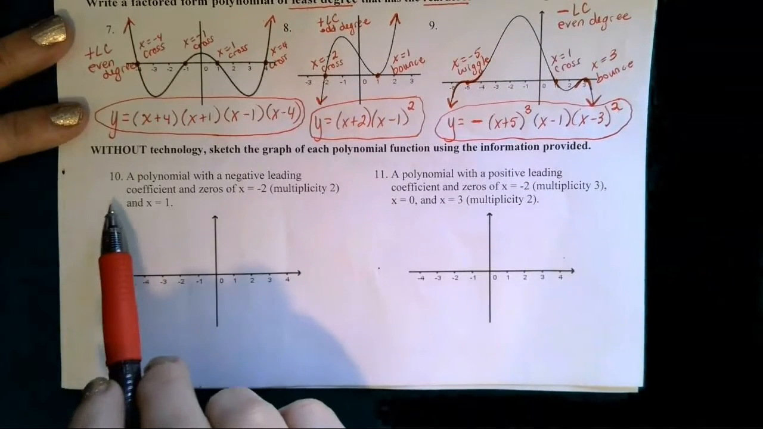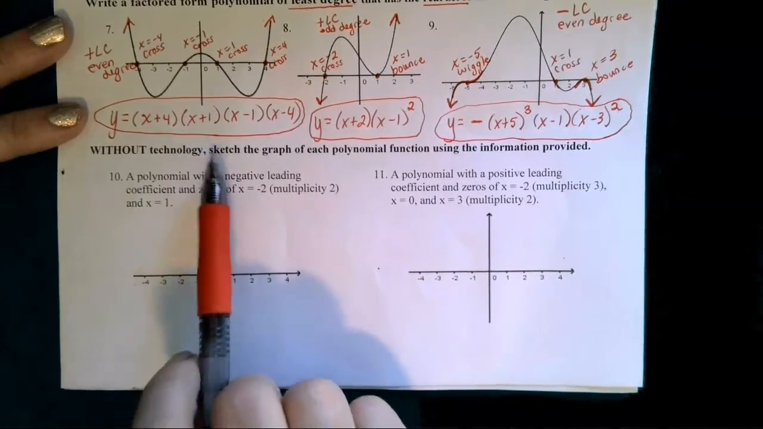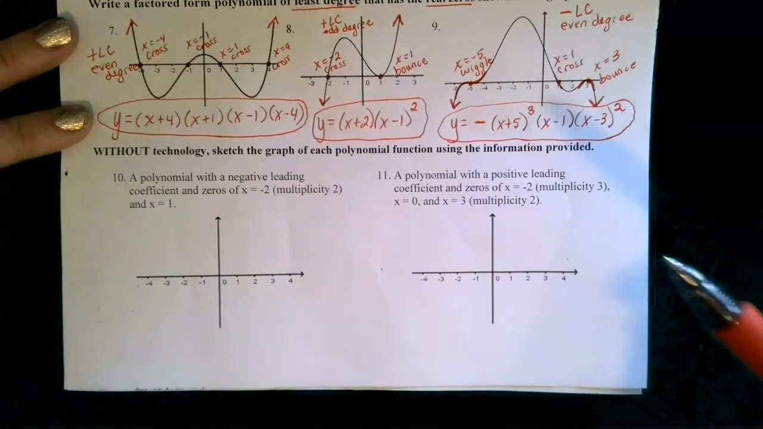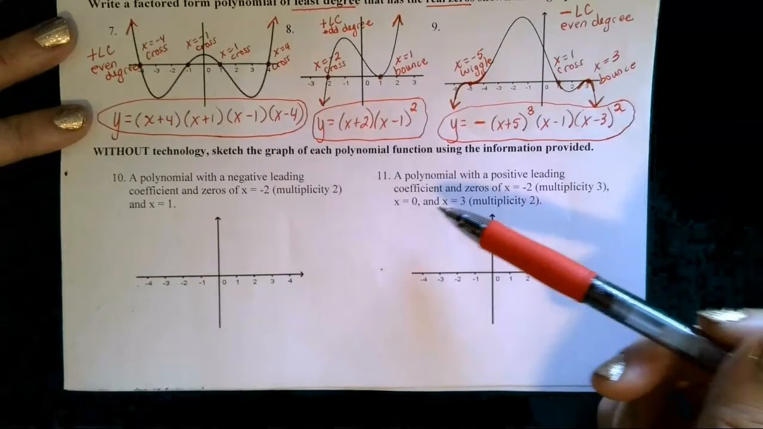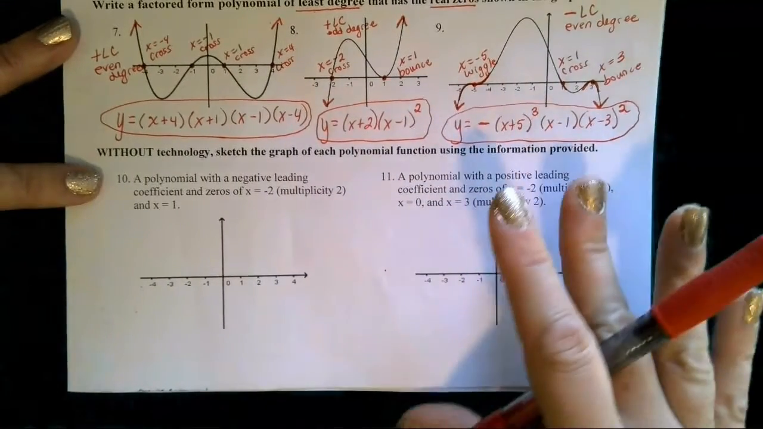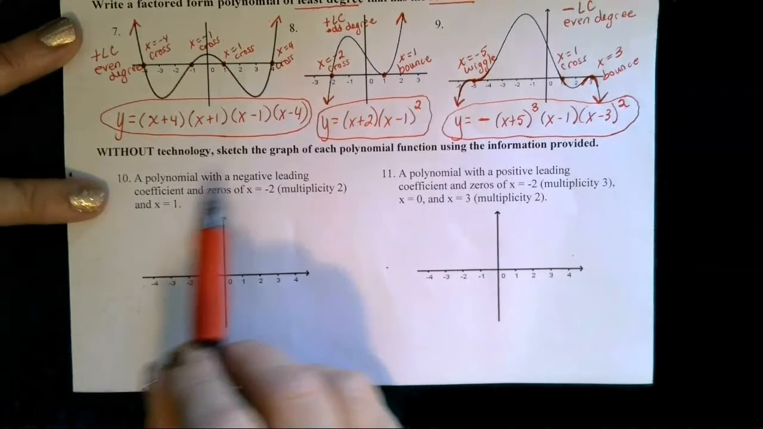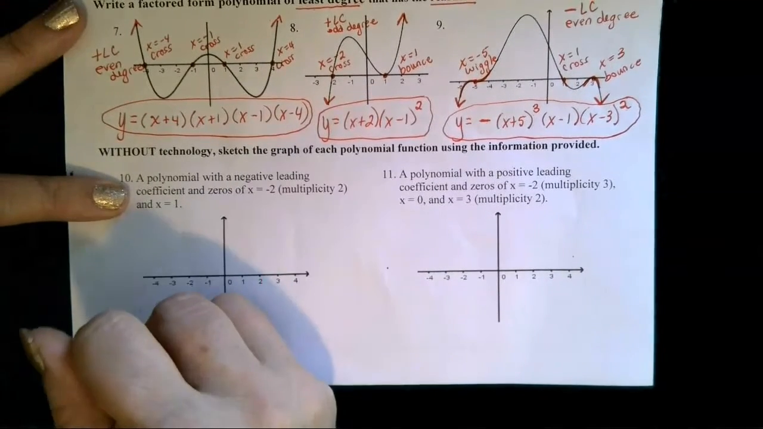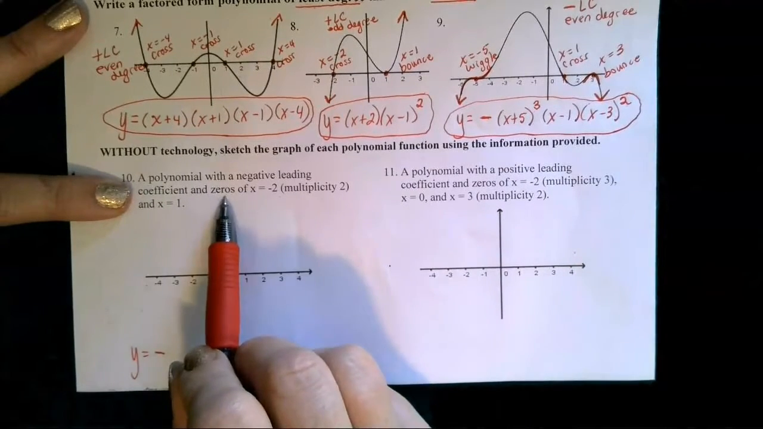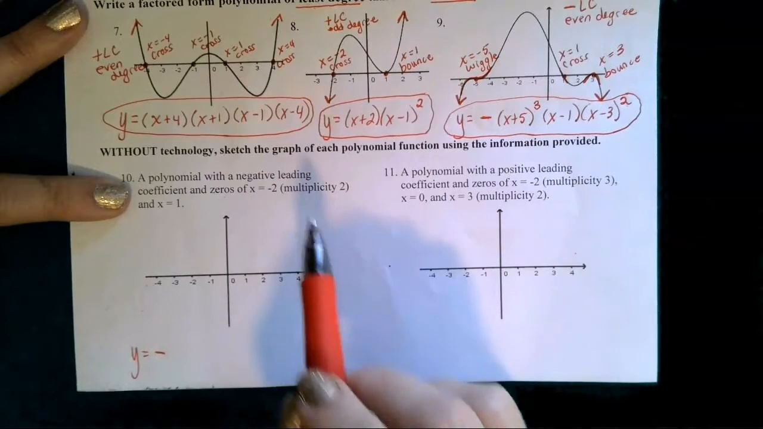Okay, in numbers 10 and 11, we're asked, without using graphing technology, to sketch the graph of each polynomial function using the information provided. So we've got verbal descriptions, and we're going to write the equation and then sketch the graph. So a polynomial with a leading coefficient that's negative, right? So y equals a negative leading coefficient, and zeros of x equals -2 with multiplicity of 2.